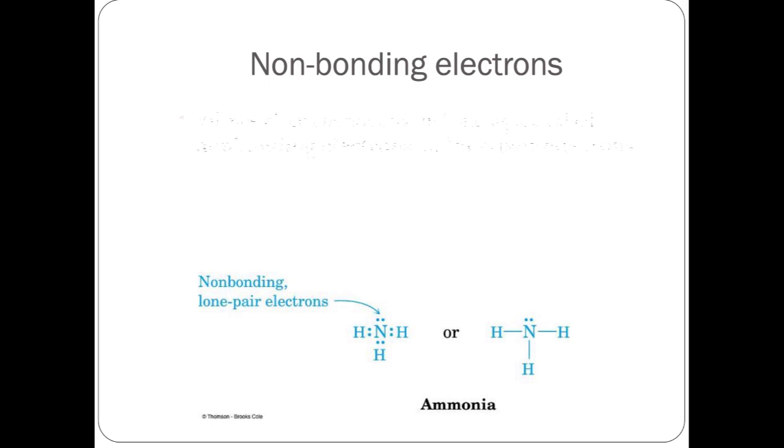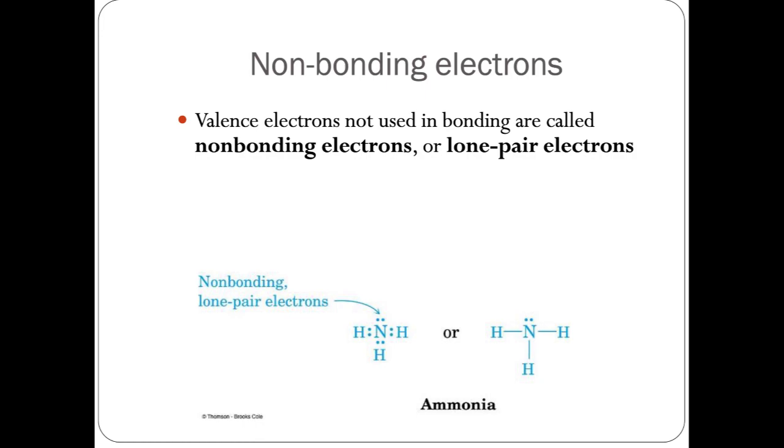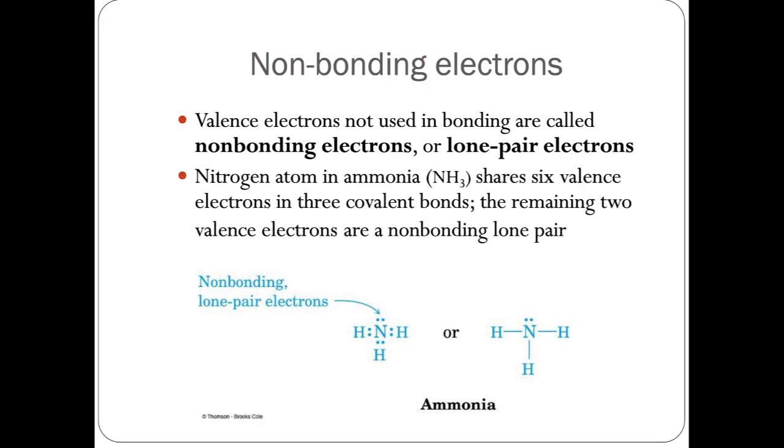What are the non-bonding electrons? Valence electrons not used in bonding are called non-bonding electrons, or lone pair electrons. Nitrogen atom in ammonia shares 6 valence electrons in 3 covalent bonds, the remaining 2 valence electrons are a non-bonding lone pair.